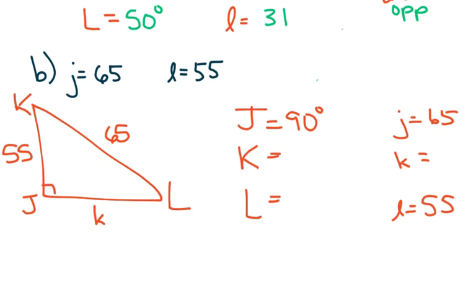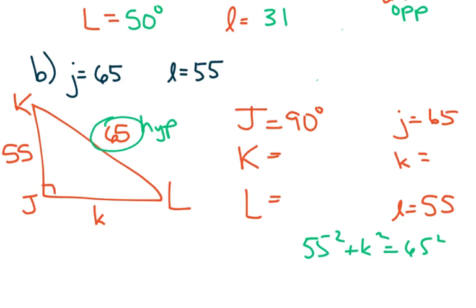Now, since you know 2 of the 3 sides of the right triangle, you can use the Pythagorean theorem to find the missing side. If you use the Pythagorean theorem to find the missing side, remember that j is the hypotenuse. So you would do 55 squared plus little k squared is equal to 65 squared. And you're going to find out that k is approximately 34.6.